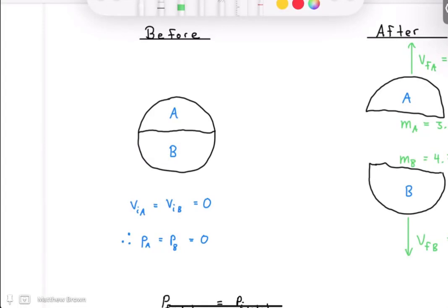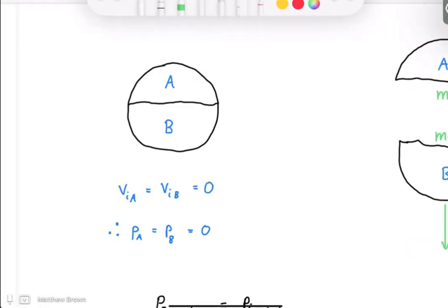So that means before, I used I here, so V initial of part A is equal to V initial of part B, which is just 0. And without speed, that means you don't have any momentum, right? So the momentum of A is equal to the momentum of B, which is 0. Now this has to be preserved. So that means the total momentum of this system after this lovely explosion is 0.